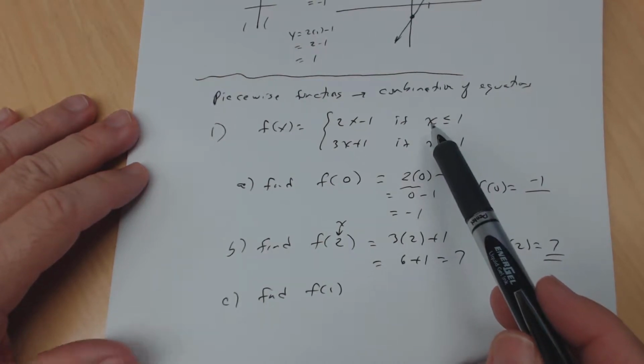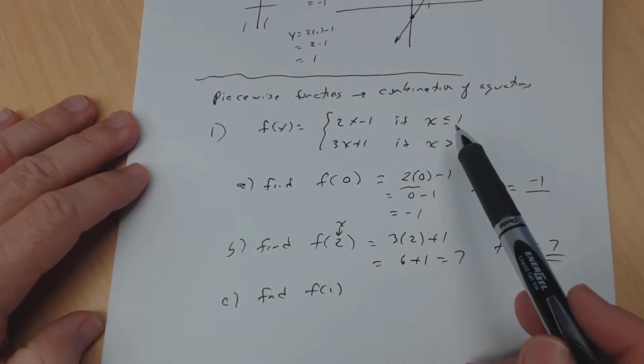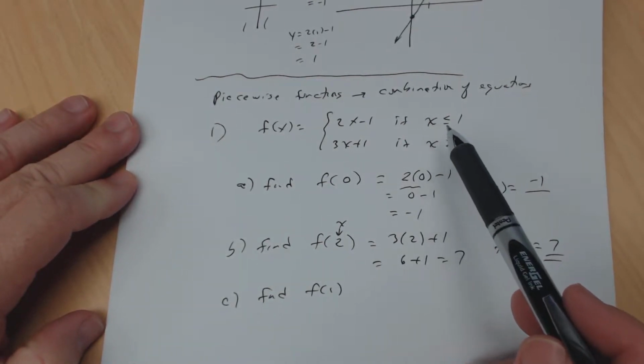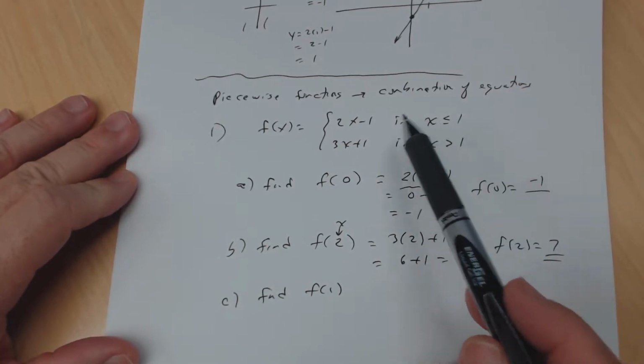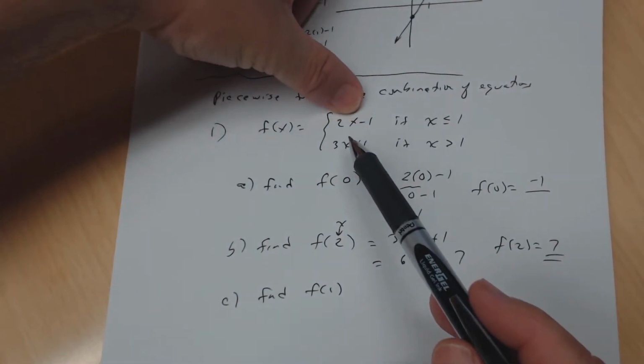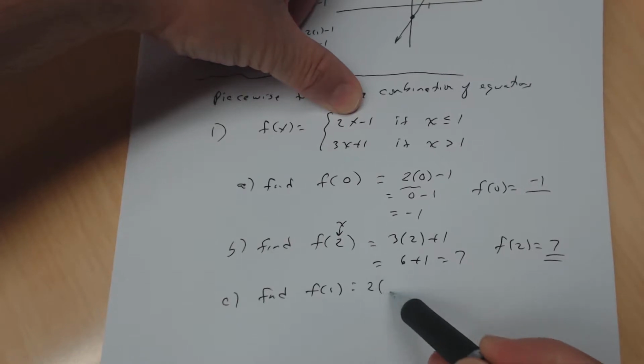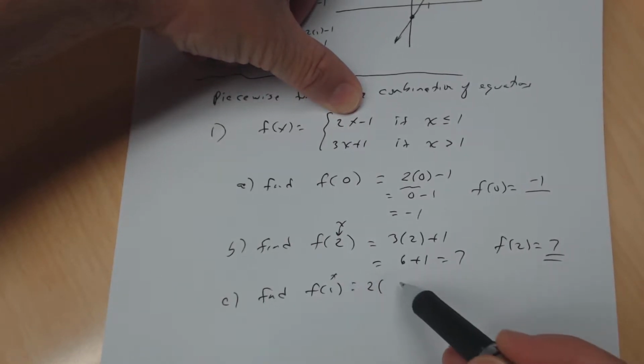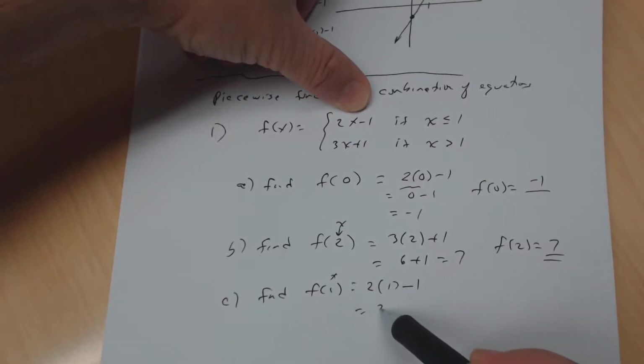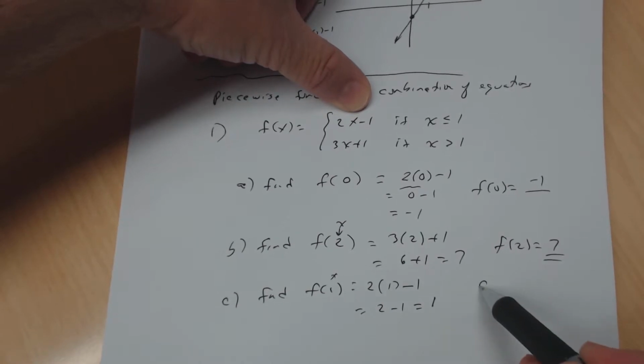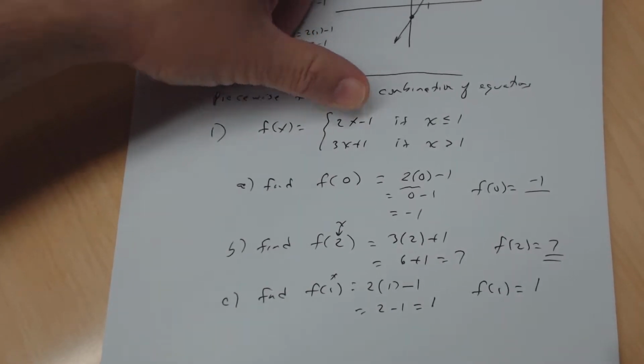All right, well, let's look at this one. Is 1 less than or equal to 1? The answer is yes. 1 is equal to 1. So that's the one you're going to use. So I'm going to say 2 times x, where x is 1, minus 1. That's 2 minus 1, which is 1. So f of 1 equals 1.